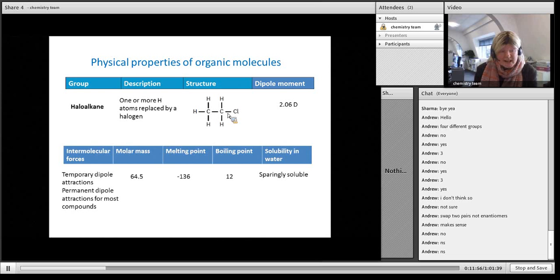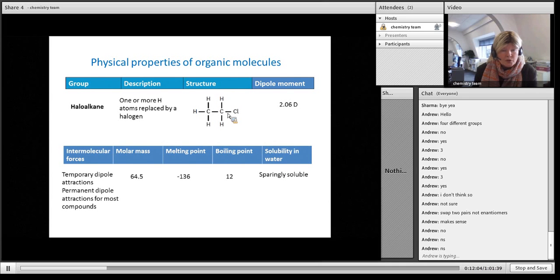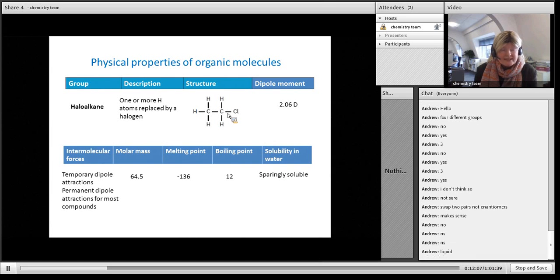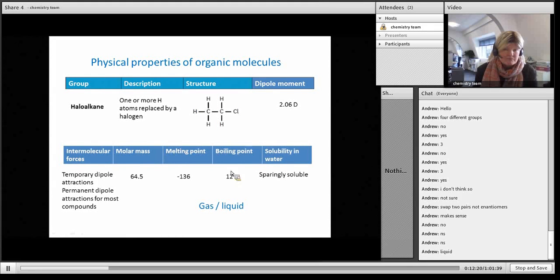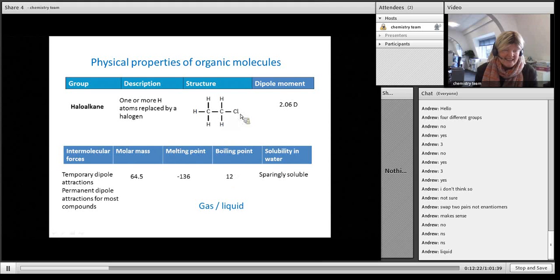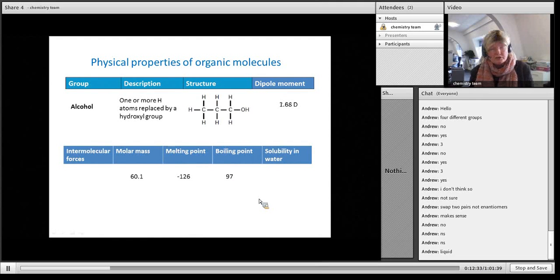But because of its high mass, is it going to be a gas, a liquid, or a solid? So it's 64. It's a liquid, correct. So this one, I said gas, liquid because I'm talking about haloalkanes in total. This particular one here, with the boiling point at room temperature, it's already a gas. So chloroethane is a gas, but if I went to chloropropane, it's already starting to become a liquid. So this particular one's a gas, but haloalkanes are the liquids, and only a few of them are gases.